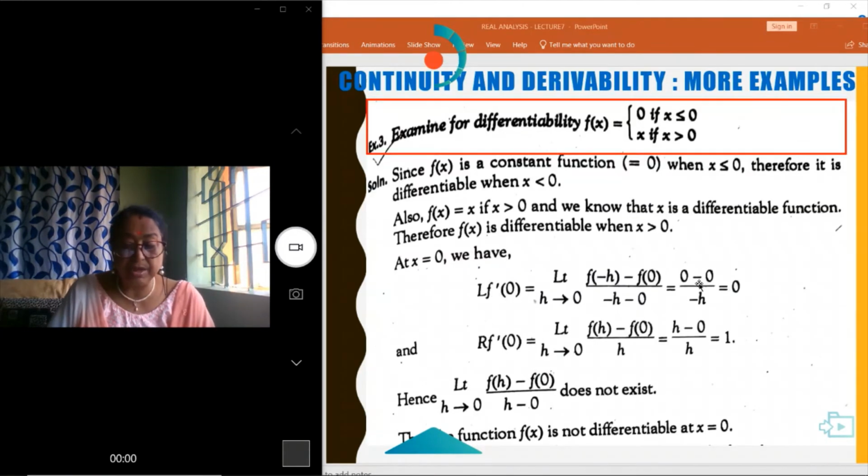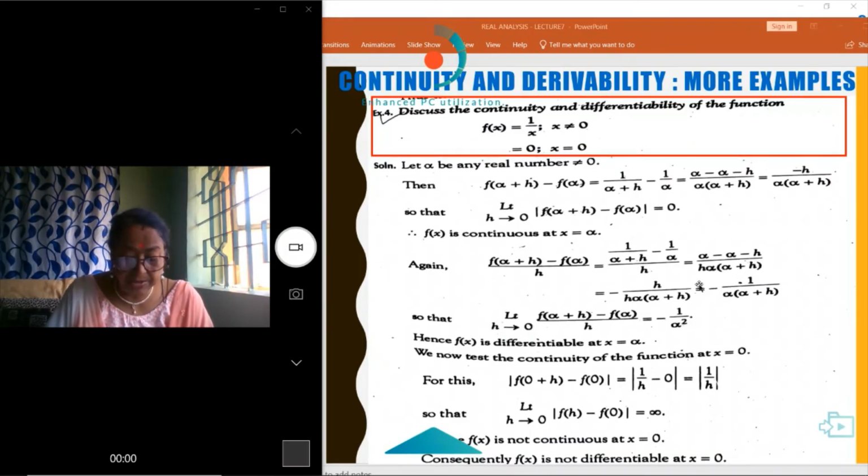Now, the next question is given on your screen. Please try it at home. Next, discuss the continuity and differentiability of the function f(x) is equal to 1/x when x is not equal to 0, and 0 when x is equal to 0.